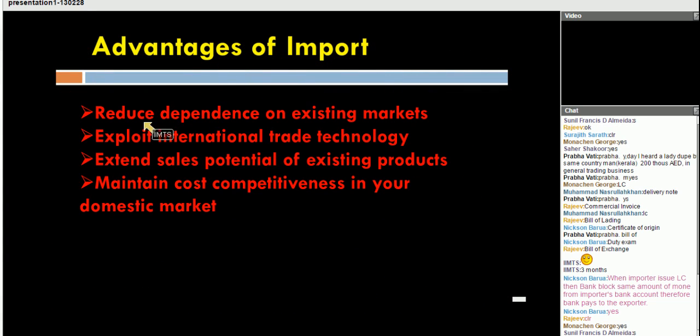Now, what are the advantages of imports? It reduces the dependence on the existing markets. It exploits the international trade technology. Yes, like one country is having a comparative advantage in the manufacture of a particular product. So that country can exploit its resources to the maximum and earn maximum benefits by exporting that product to the other countries of the world.